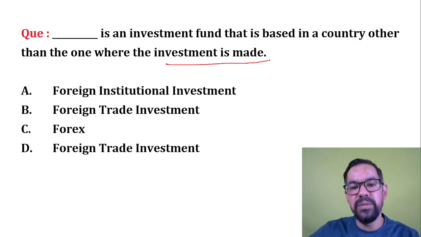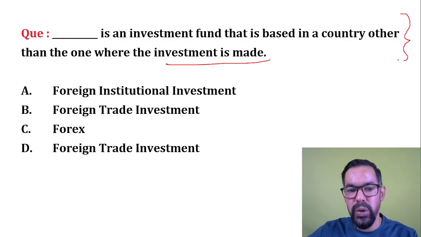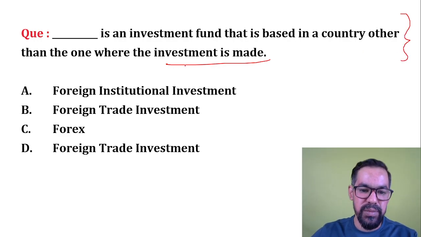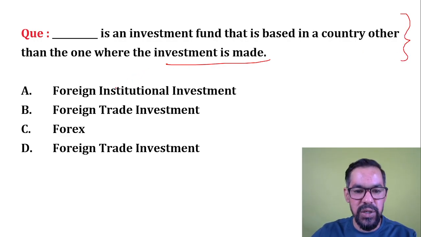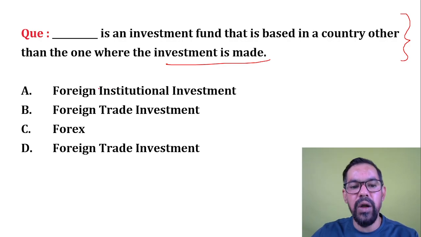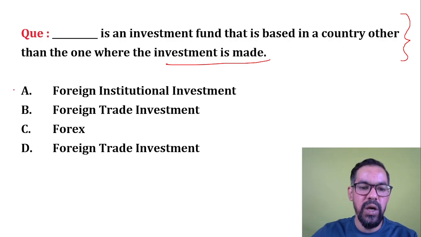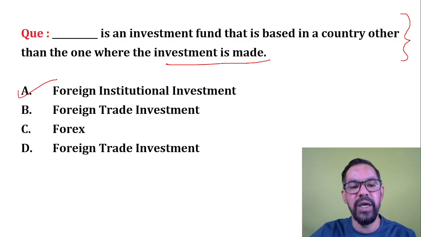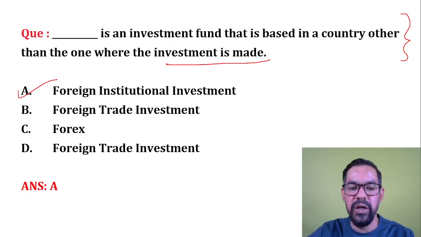Next one: dash is an investment fund that is based in a country other than the one where the investment is made. This is generally known as foreign direct investment. Okay, so what will be your correct answer? Or we can say foreign institutional investment or foreign direct investment. In this one, option A will be the correct answer, foreign institutional investment.